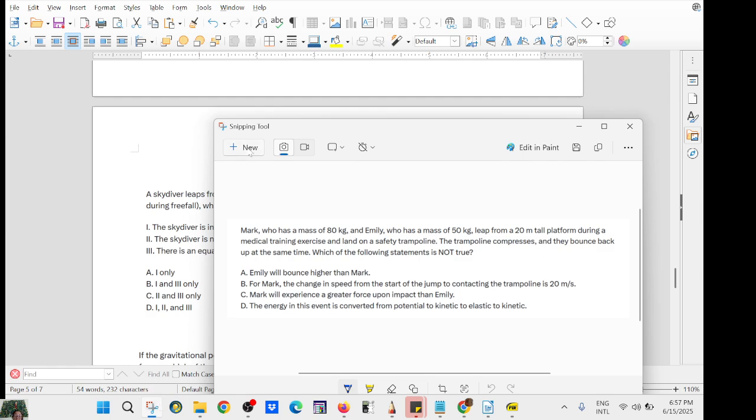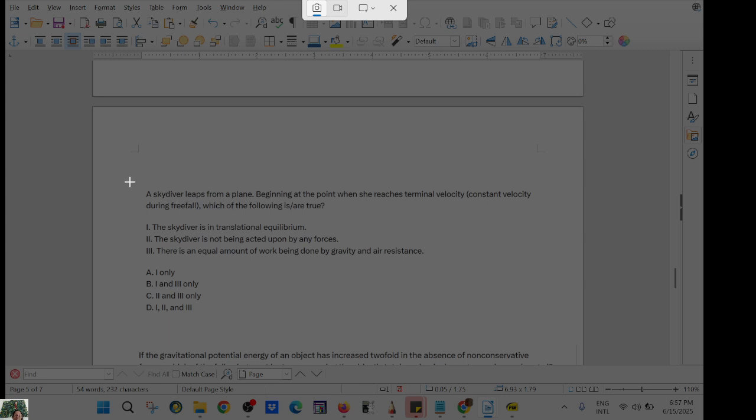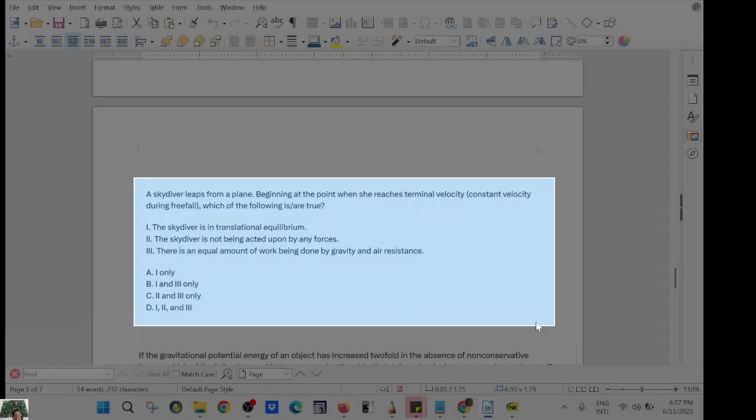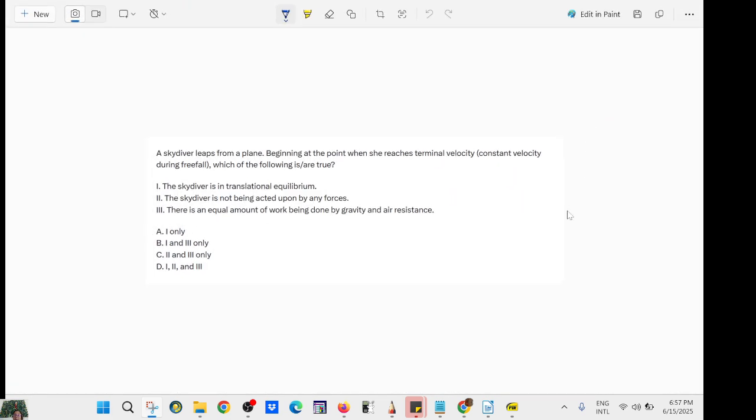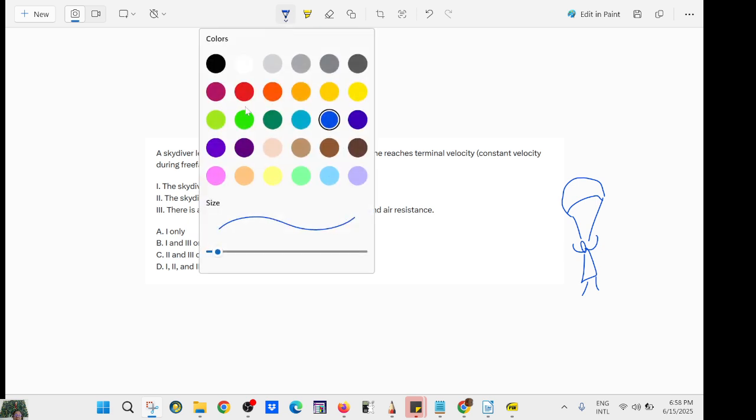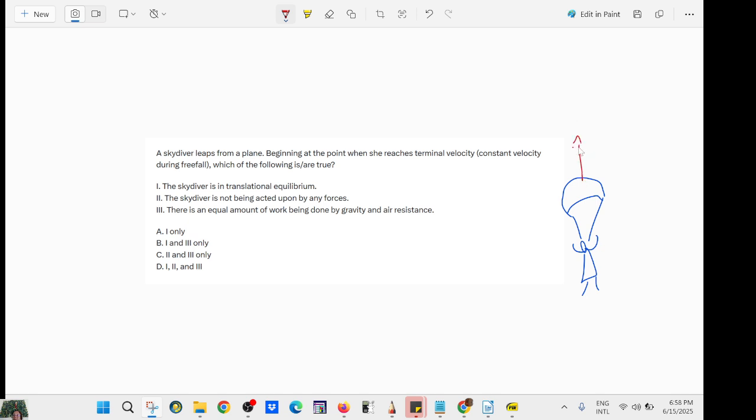What does that mean? Terminal velocity means that it's in dynamic equilibrium, right? It means that the velocity is constant, so the net force is 0. Air resistance is up, and then you have the weight down, and they are equal to each other. The skydiver is in translational dynamic equilibrium. At the same time it's moving, but it's moving at a constant speed.